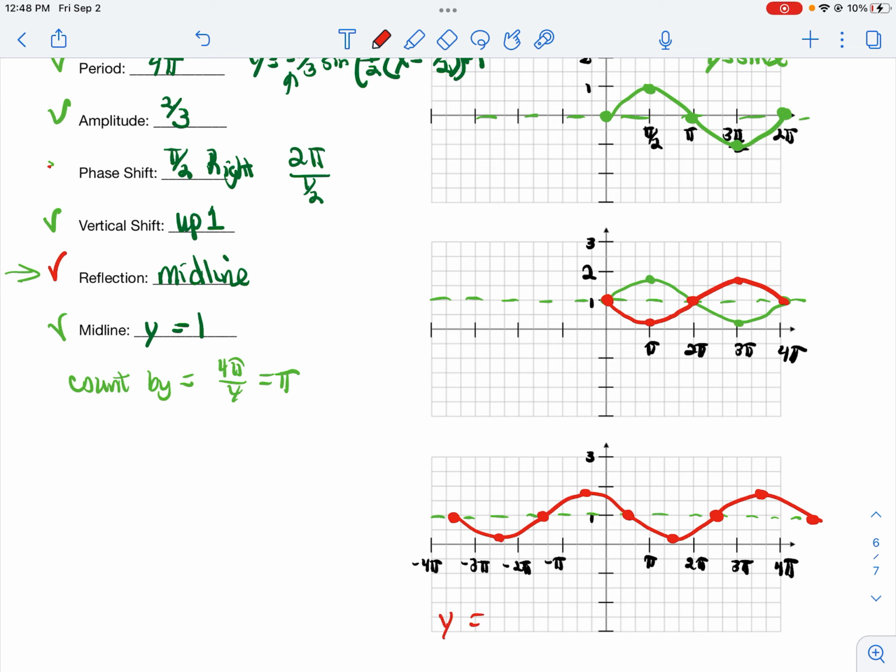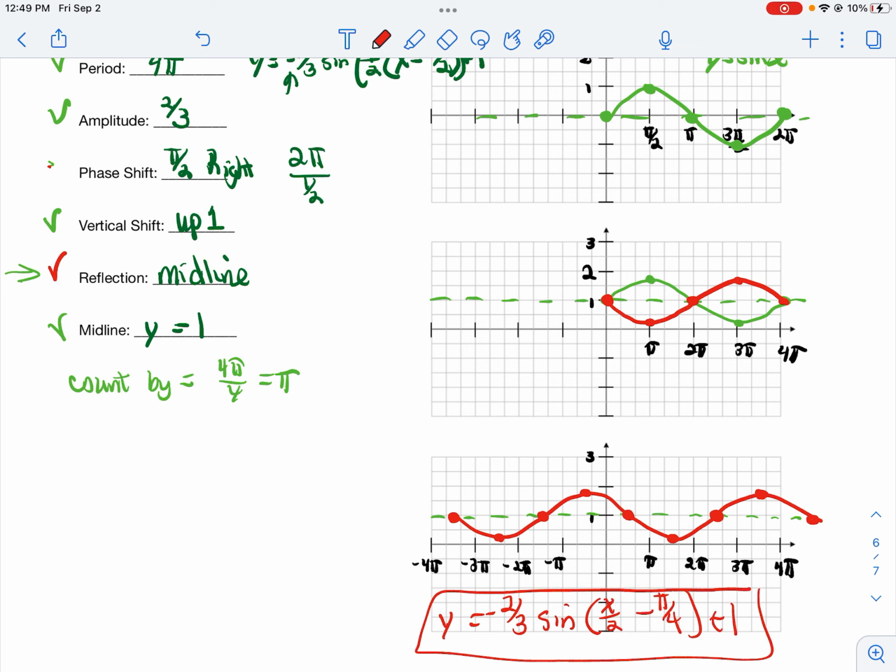So this is the graph of y equals negative 2/3 sine of x over 2 minus pi over 4 plus 1. And now you know all the transformations of the sine and cosine graph.